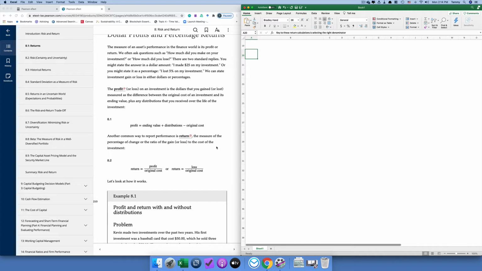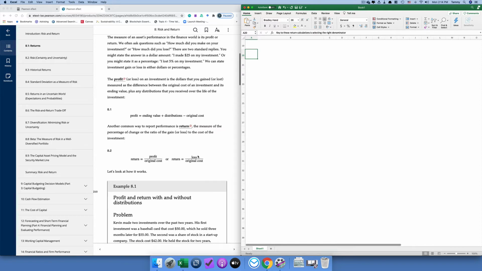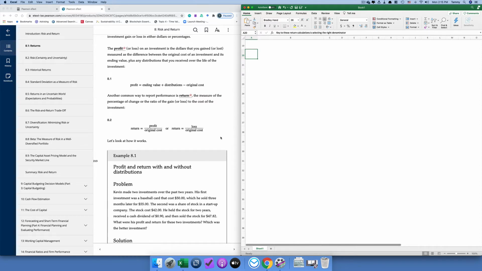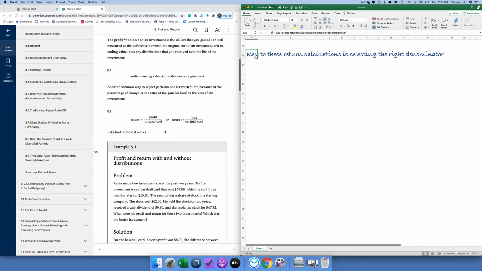And then you can take that profit and state it as a percentage of your original cost. And that's the first thing that you want to keep in mind. The key to these return calculations is selecting the right denominator. It has to be a return on your investment, which means the return on the asset's original cost, right? So your return percentage is the profit over the original cost, or the loss over the original cost if you lost money.